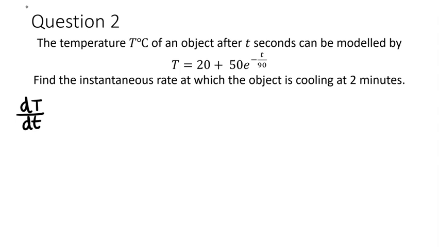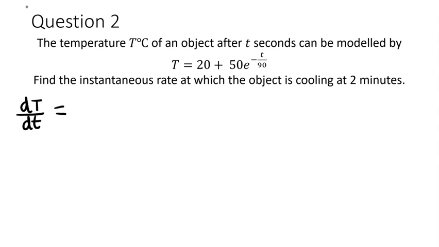So that would just be minus 1 over 90. So I times that 50 by the minus 1 over 90. And I just keep the e to the power bit as it is. Okay, if it's something a bit more complicated, as we've seen in previous videos, we can use the chain rule to differentiate, but that shouldn't be necessary here.